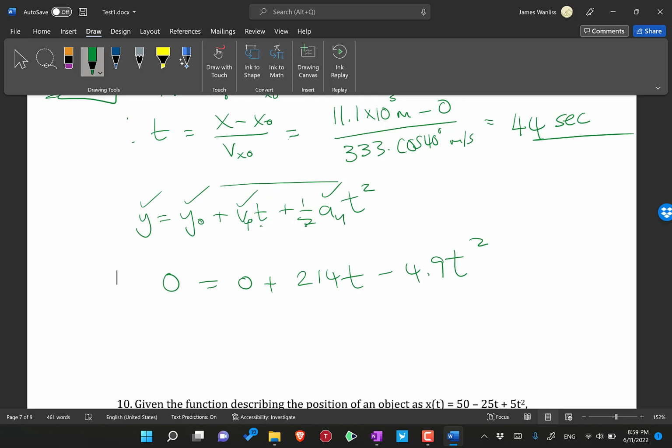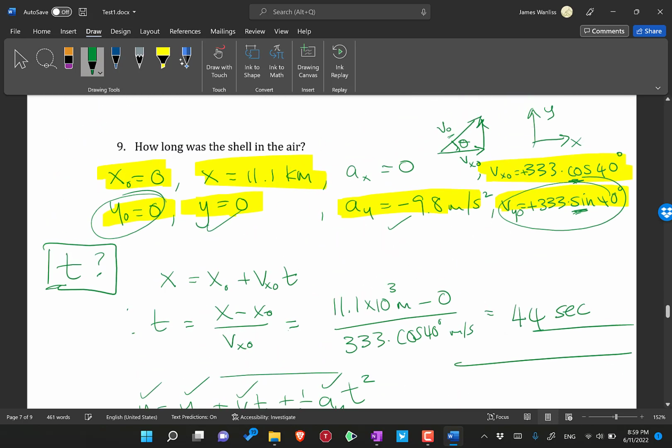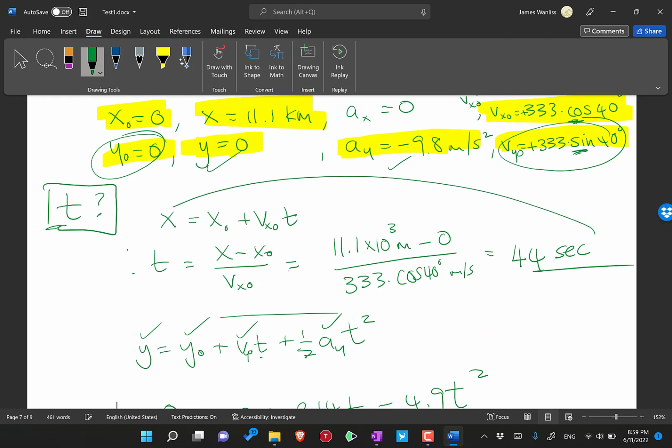So you're going to have to find t, which is equal to the square root of b squared minus 4ac, over 2a, plus or minus. Of course, only the plus answer would make physical sense. And if you put this all together, you'd find that would be 44 seconds. I think I prefer to stick with the first solution, x.